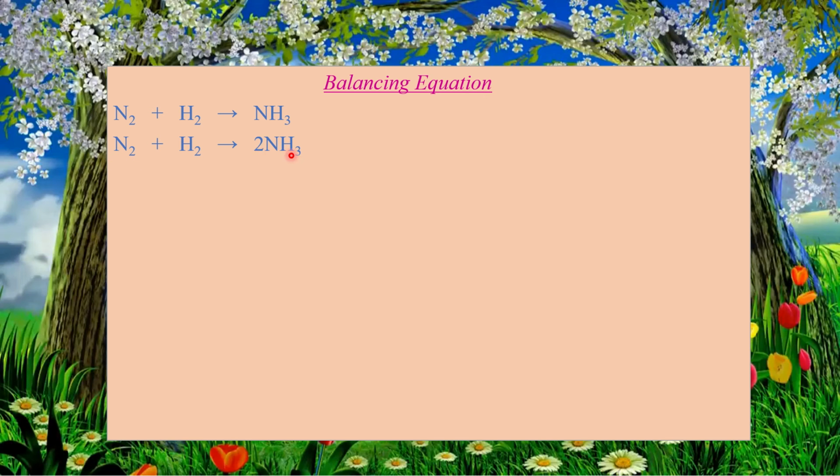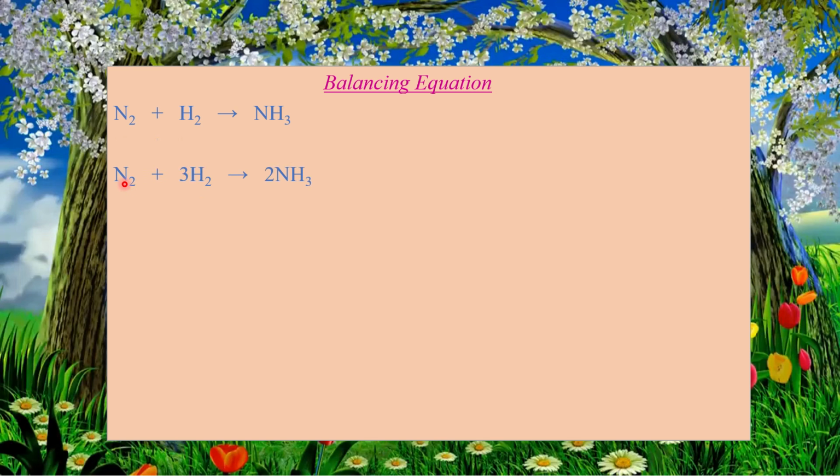But now how many atoms of hydrogen are on the product side? There are a total of 6 atoms of hydrogen, but on the left side there are only 2 atoms of hydrogen. So how can you make this hydrogen 6? If you multiply this hydrogen by 3, then the hydrogen will also be 6 atoms on the reactant side. So this reaction is not balanced yet.